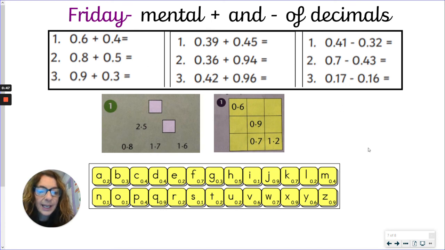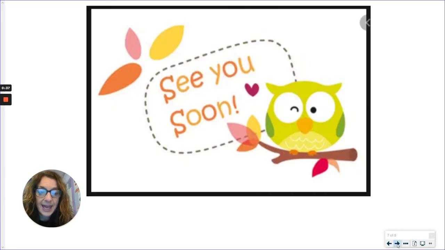So as always, with the work for this week, do what you can. There's fluency and there's problem solving. So do the best that you can. Have a go at everything that's there.